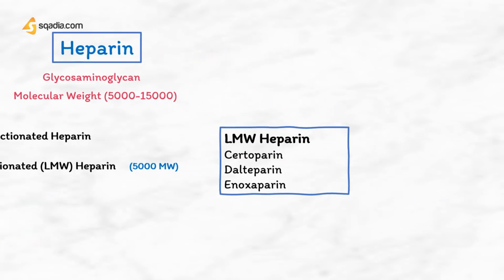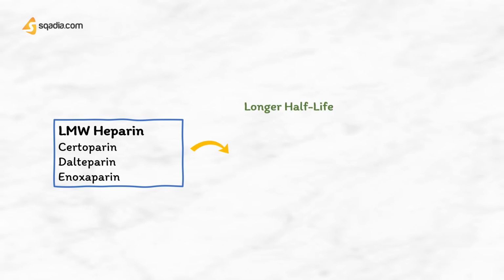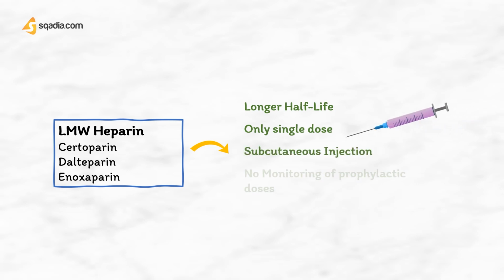Low molecular weight heparins have a longer half-life than standard heparin. They have largely replaced unfractionated heparin because they require only a single daily dose by subcutaneous injection. Prophylactic doses do not require monitoring, and thrombocytopenia is rare.